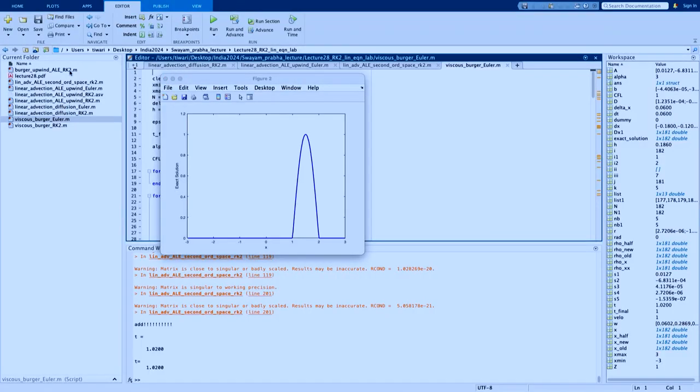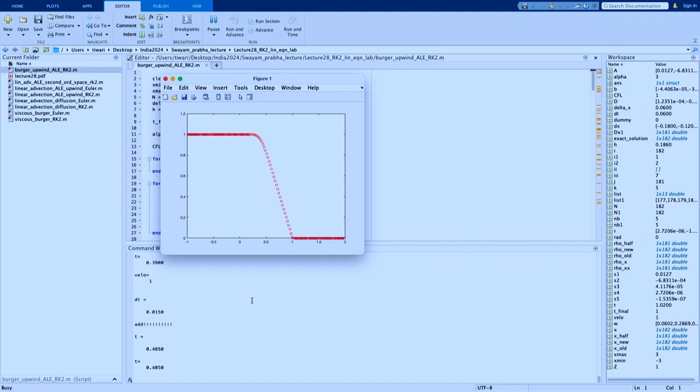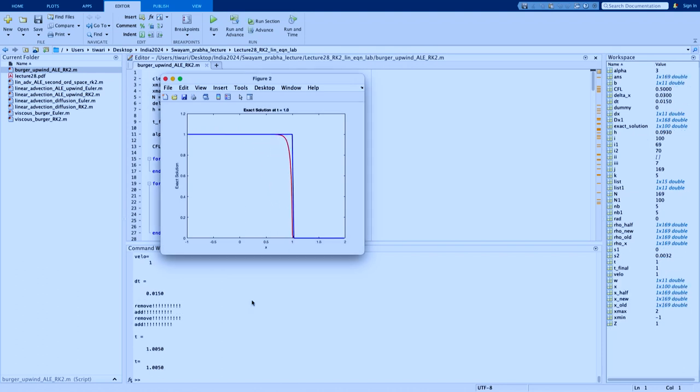So just start with the original Burger equation here with the Runge-Kutta method. Now we check with the Burger equation. So here we get, so it is upwind Runge-Kutta. It is almost the same as the explicit Euler, because increasing the time accuracy doesn't help us.